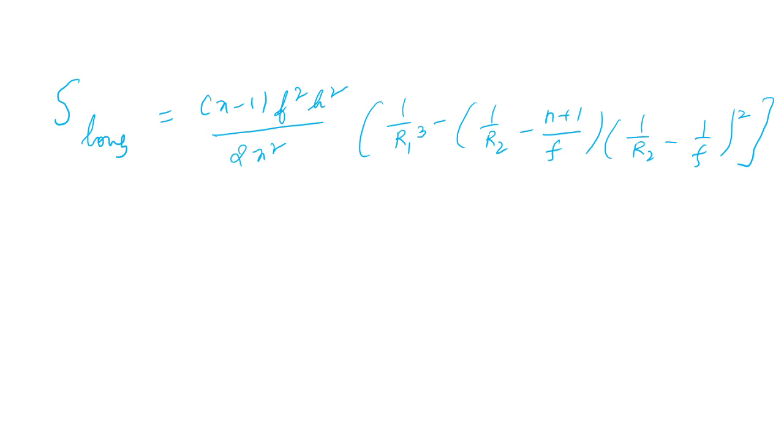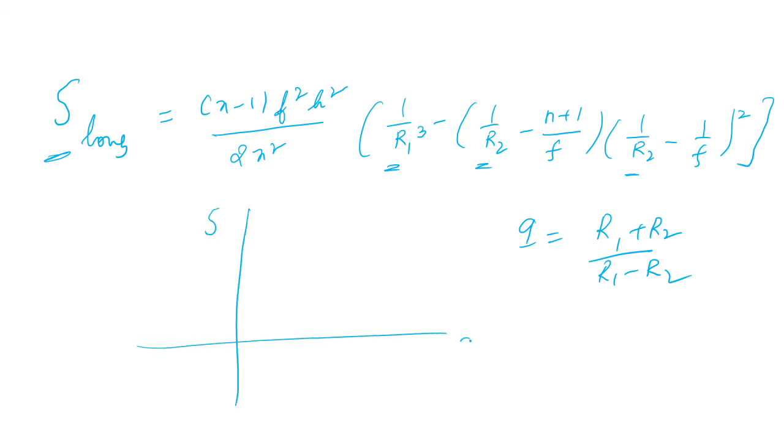And here you see that you have both R1 and R2 because it's a lens. You have two spherical surfaces in a lens. And we also defined a shape factor Q, which is R1 plus R2 divided by R1 minus R2. So you can recast this S in terms of Q, and then you could plot the spherical aberration as a function of Q, and see where this would be the minimum.